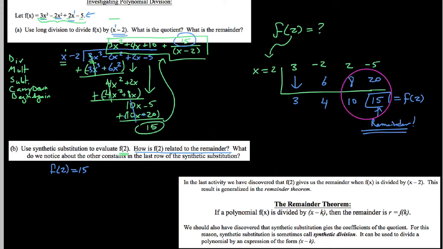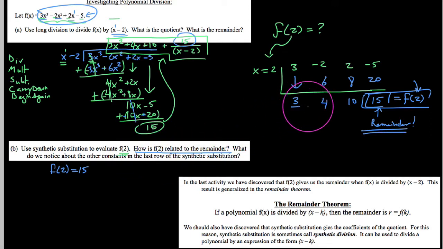It's the same thing. Not only is this last number the y value of this x value, it's the remainder that you get when you take this polynomial and divide it by x minus 2. It also says, what do we notice about the other constants in the last row of the synthetic substitution? I mean this 3, this 4, and this 10. If I go back up and look at the quotient, we get 3x squared, 4x to the first, and then 10x to the 0, where 15 was the remainder. So what we've just done is what we call synthetic substitution.